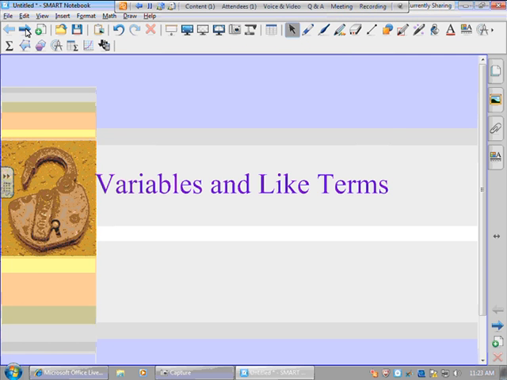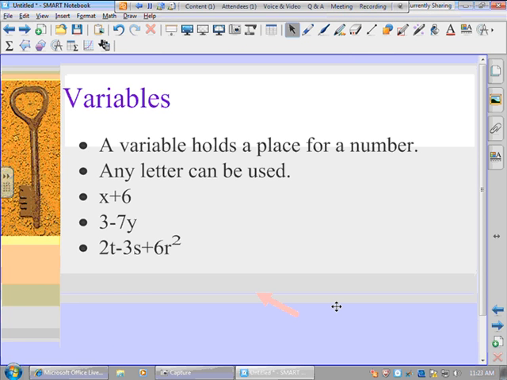Variables and like terms. A variable just holds a place for a number, and any letter can be used. In this first expression, I have a number added to 6. Once I know what that number is, I can simplify that. Here, I'm going to do 3, and then I'm going to subtract 7 times some number.